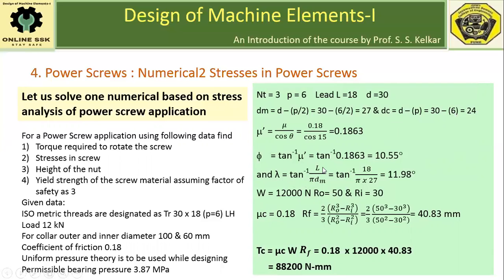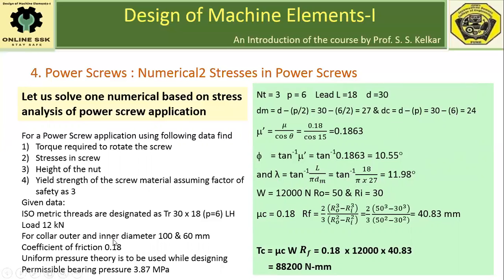Lambda is given by tan inverse of L upon pi dm. L is the lead, dm is the mean diameter. All the values of L and dm are known to us. Therefore, we can calculate lambda, which is equal to 11.98 degrees. Now, they have specified load as 12 kilonewton, so 12,000 newton.